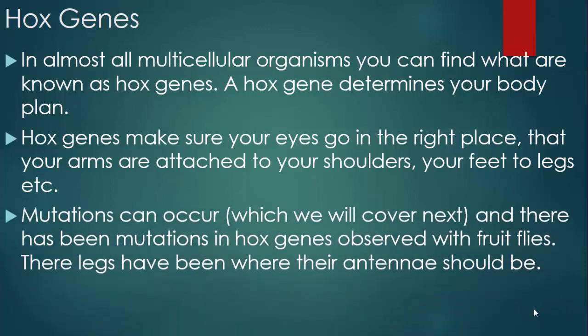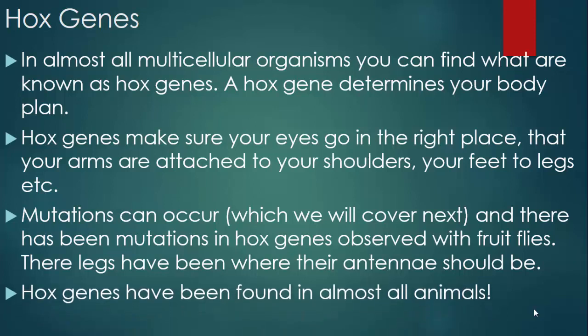Now, mutations can occur, which we're going to cover next. There have been mutations in Hox genes observed with fruit flies. Their legs have been where their antennas should be. So where their antennas are on their head, they actually have legs coming out of there because there was a mutation in the Hox gene. But almost every single multicellular organism out there has a Hox gene that helps determine the body plan.